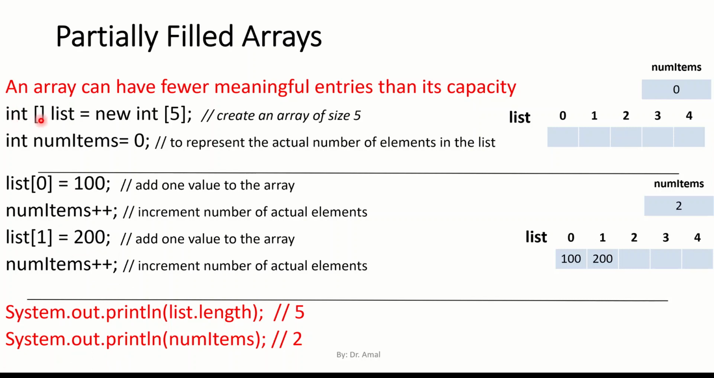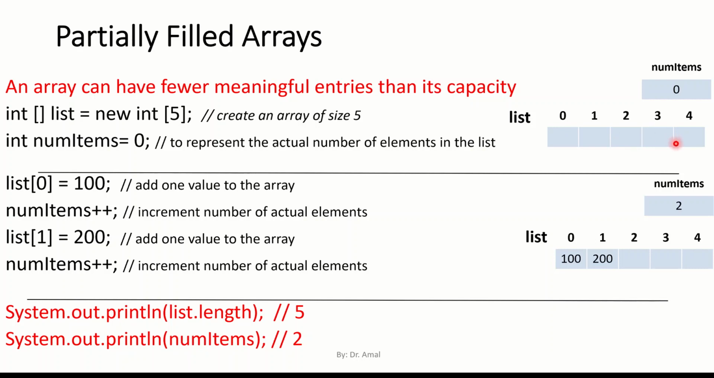If you have int[] list = new int[5], the meaning of this is we are creating an array of size 5. So I will have list as an array, and we will have 5 locations, and the index will go from 0 up to 4. But actually, the array will have no elements so far. So this is an empty array.